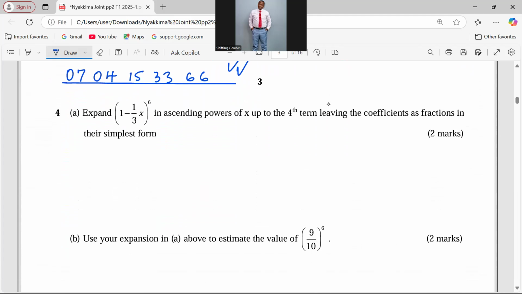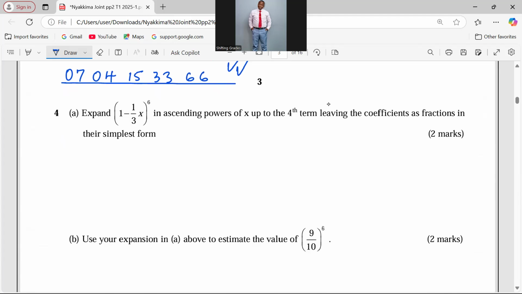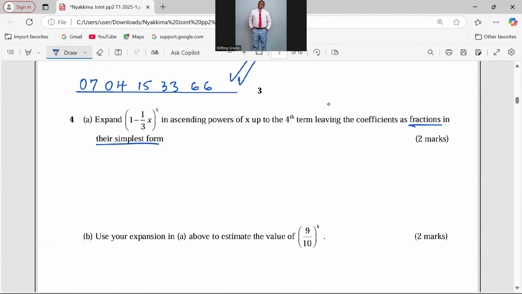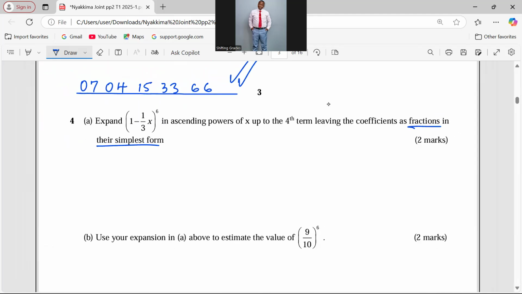Number 4 is on binomial expansions. Expand 1 minus a third x to the power of 6 in ascending powers of x up to the 4th term, leaving the coefficients as fractions in their simplest form. Mark this: fractions, simplest form. Though, even without the words simplest form, it is very good for a learner to know that fractions are always supposed to be left in their simplest form.